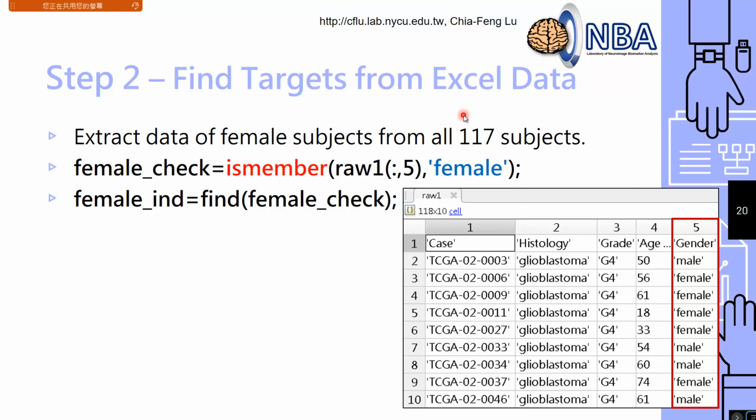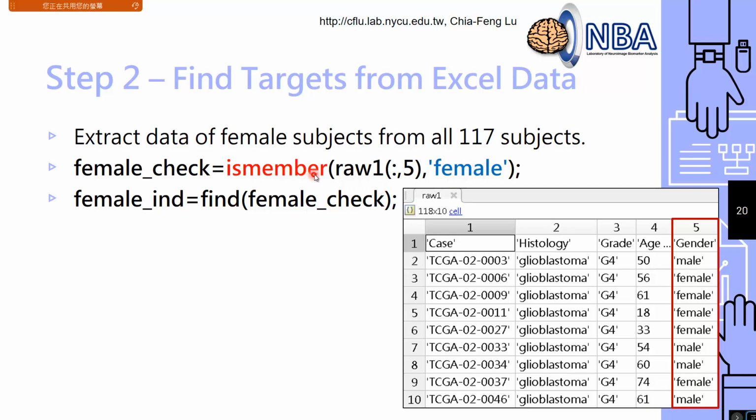But now I'm going to ask you to find a specific target. The target in this example is female. For example, I want to do the cancer study. I only want to ask what is the survival for females when the females get this kind of glioblastoma. So basically I want to screen out the female subjects right here.